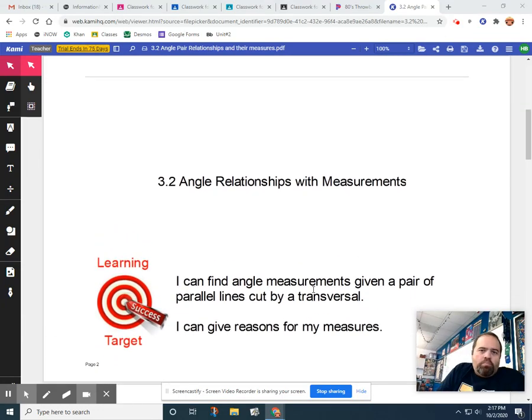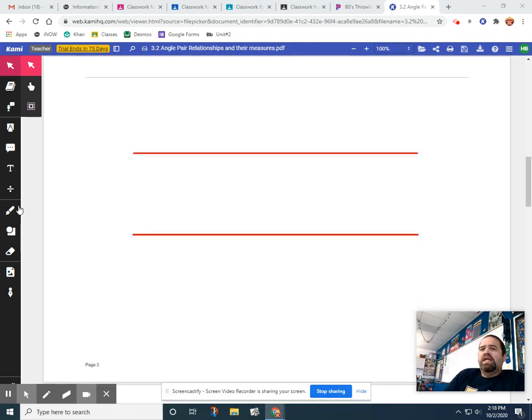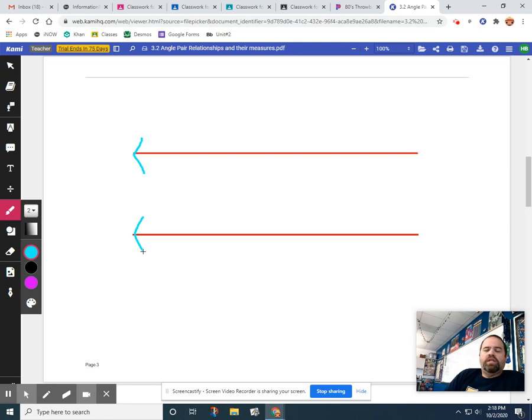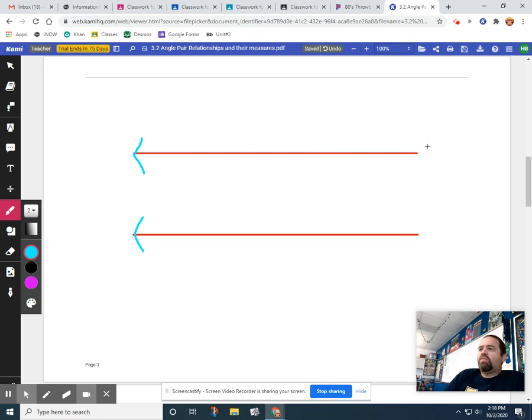All right, so moving forward, we're going to look at all these angle relationships that we discussed yesterday, but specifically their measures and how they're related. So first things first, we've got to look at a pair of parallel lines. Now, what that means is two lines that don't intersect ever. You can extend them out forever and they will never cross.